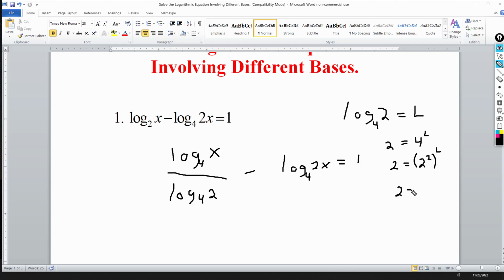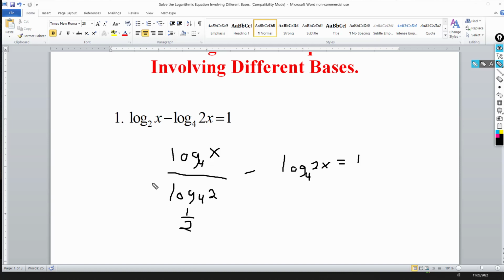Power to a power, properties of exponents: you can multiply the exponents, so that would be 2 to the 2L. Because I have the same base, 2L has to equal the power on the other side, which is 2 to the 1. So 2L has to be 1. Divided by 2 means L has to be 1/2. And you can see that's true, because 4 to the 1/2 means the same thing as the square root of 4, which is 2. So I can just replace this by 1/2. So I have the log of x to base 4 over 1/2.